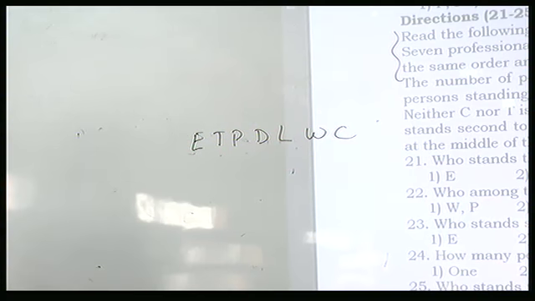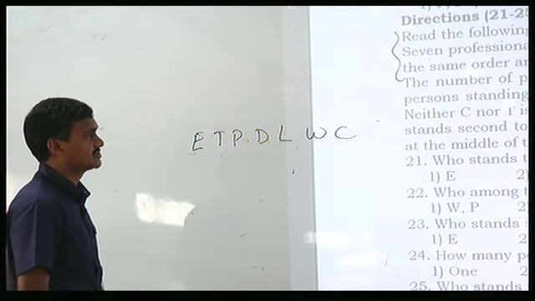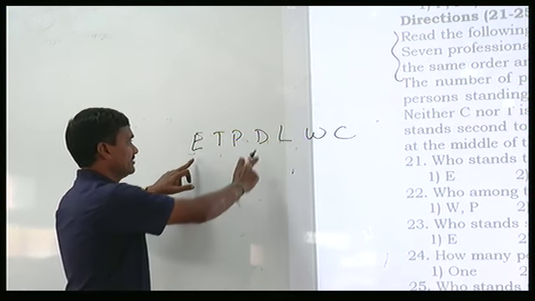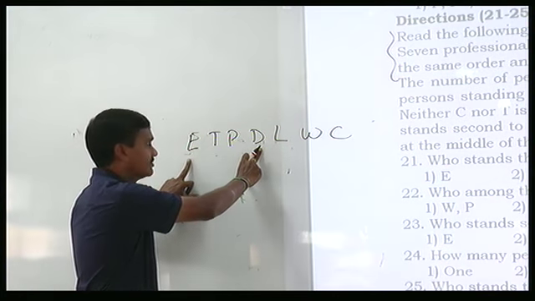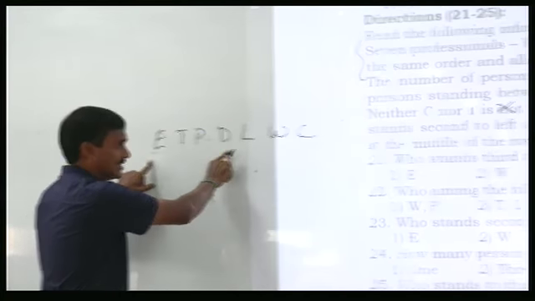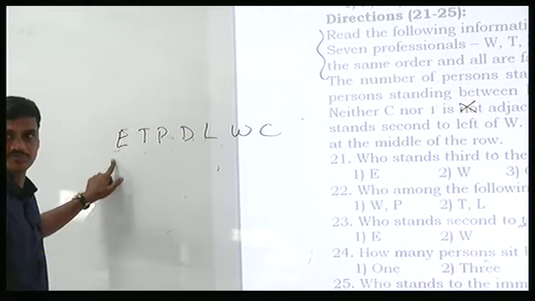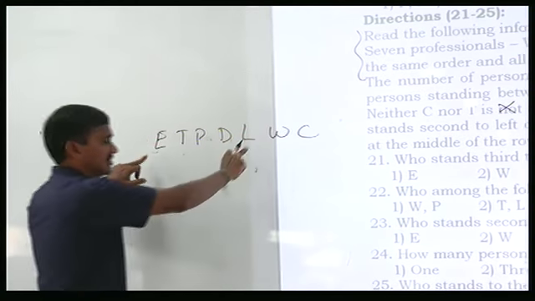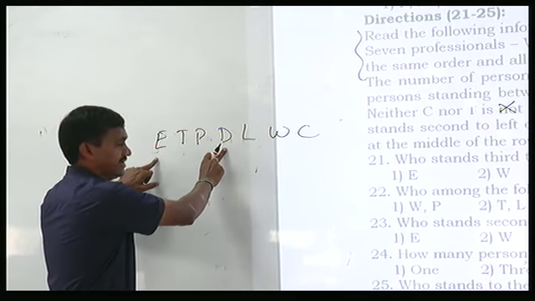W, T, L, E, C, D and P are seated in a row facing north. Now let us check the conditions once again. The number of persons between E and D: how many are there? 2 persons. It is 1 lesser than the number of persons between E and L. How many are between E and L? 3. E and D is 2.